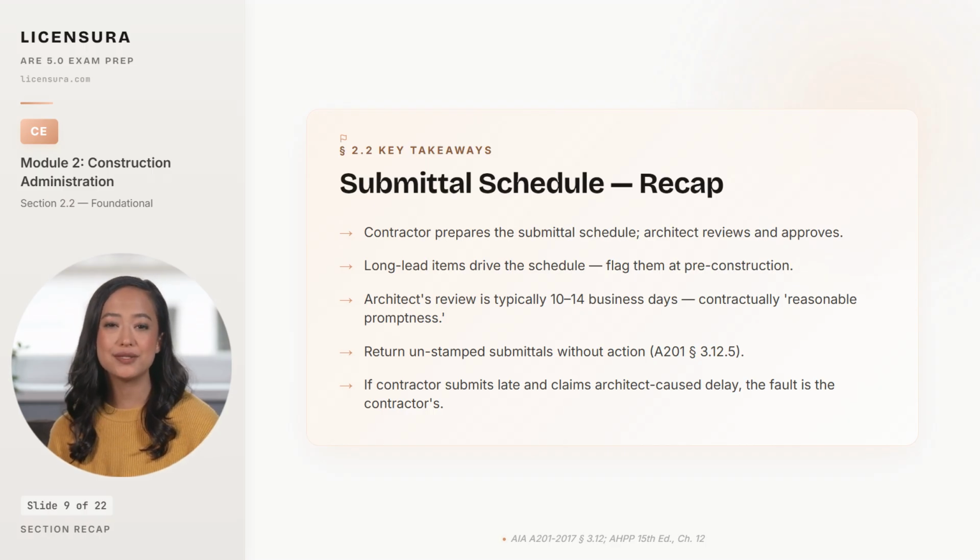Return unstamped submittals without action per A201 Section 3.12.5. The contractor's review is a contractual prerequisite, not a courtesy. And if the contractor submits late and then claims the architect's review time caused a delay, the fault is the contractor's, by definition. The schedule should have been coordinated with the construction schedule before the first submittal ever left the office, and a lawsuit on that claim almost always fails.